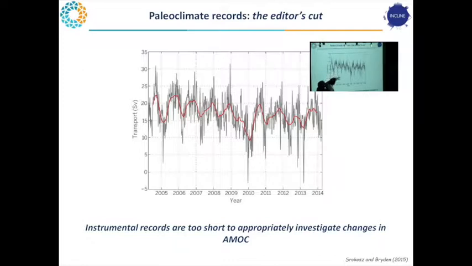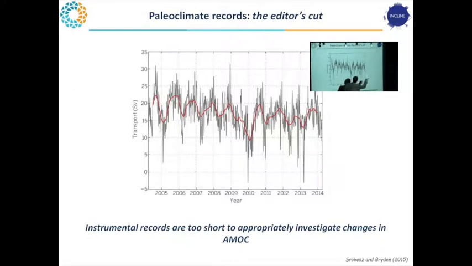Smoothed running average in red, and what we can see is probably a long-term decrease and a large seasonality. Instrumental records are definitely too short to appropriately investigate changes in the Atlantic meridional overturning circulation. Is this indeed a decreasing strength?